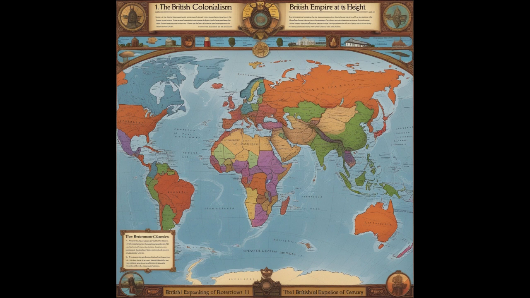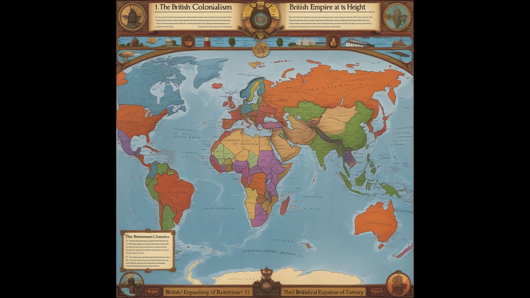2. The British Empire at its height, 19th century. 2.1 The Industrial Revolution. The Industrial Revolution, late 18th to 19th century, transformed Britain, fueling the need for raw materials such as cotton, rubber, and gold, and new markets for manufactured goods. This drove Britain to expand its colonial holdings.